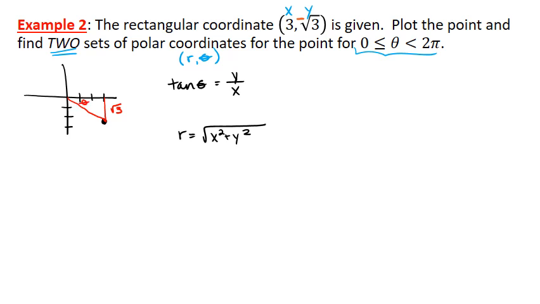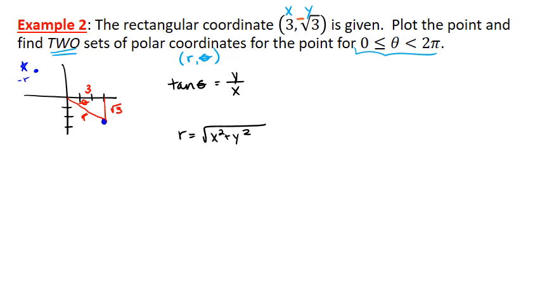So if this is theta, this is going to be the square root of 3. This is 3, because if we have this triangle, we want to deal with positive values. And that will be r. Now, if I want to find 2 sets of polar coordinates, what I could do is find this one, and then the reflection over here could be helpful. So with a -r, but then add pi to it. Okay, so let's see how that works.